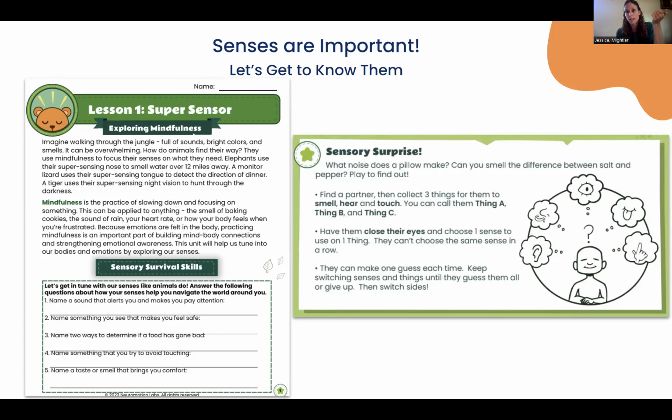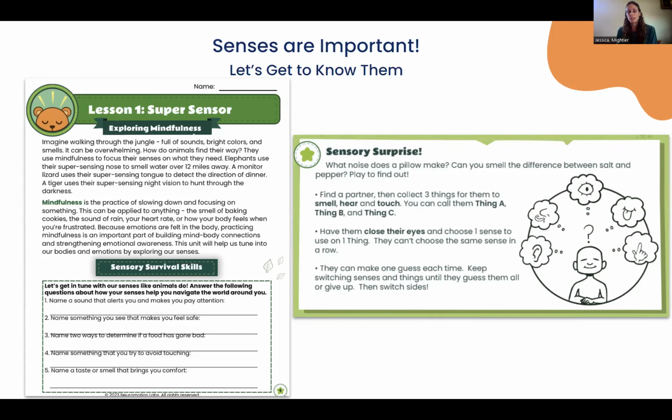This is also where we introduce kids to the idea of mindfulness. So mindfulness here is just the practice of slowing down and focusing very intentionally on something. It could be on your thoughts, but for this, we're specifically focusing on sensory information and how it makes your body feel, right? That's how we're using mindfulness in these activities. So first, we have sensory survival skills. We're trying to help kids make the connection of, okay, what is the purpose of the things you hear? Like name a sound that alerts you and helps you pay attention, things like that, little prompts to get you to think, oh, right, my senses really do each have a purpose.